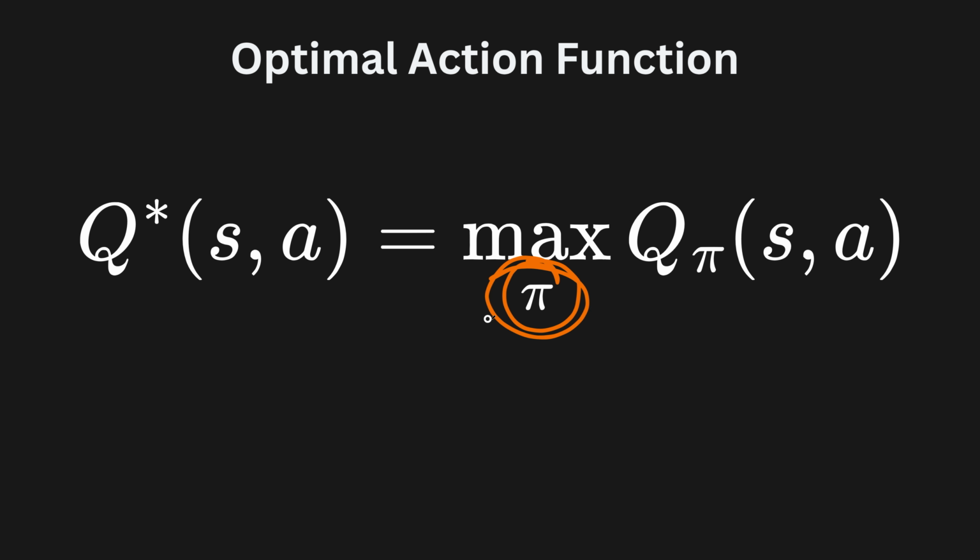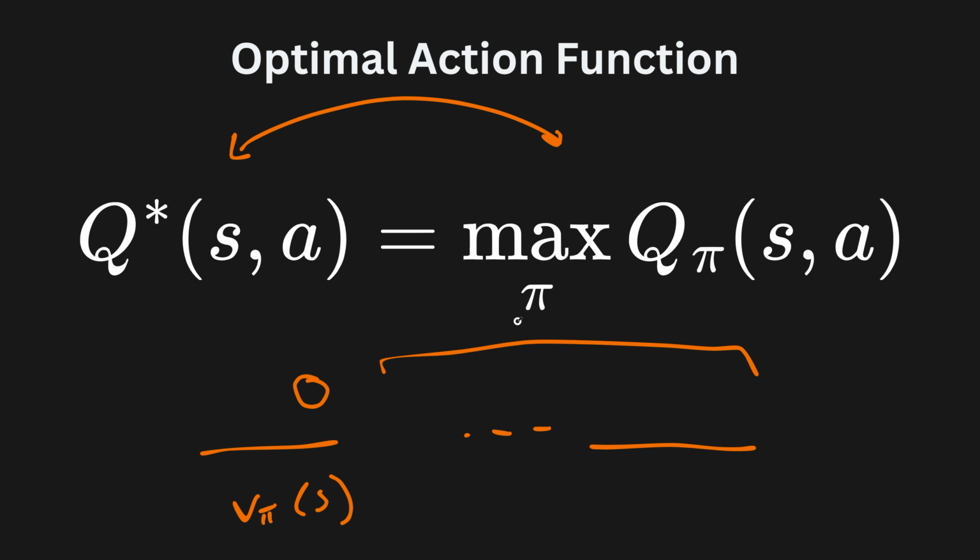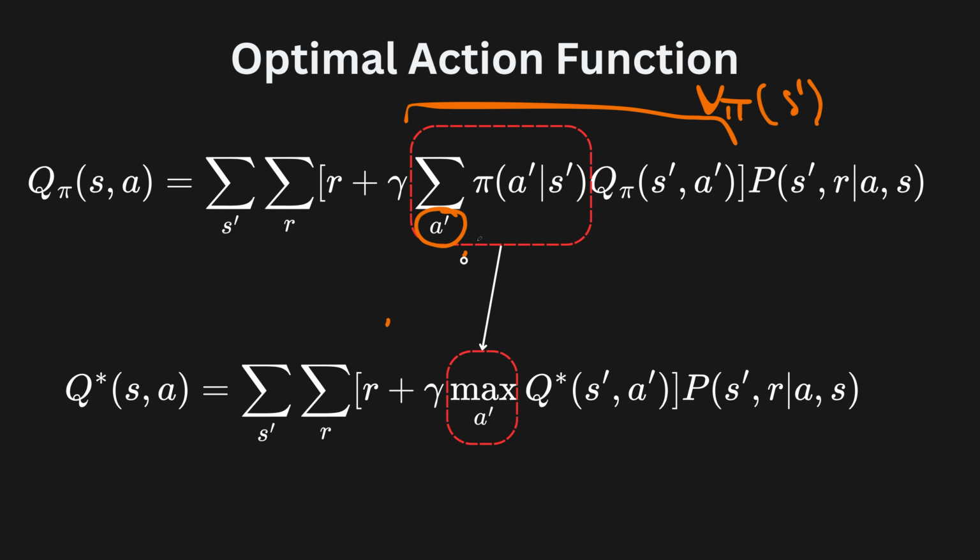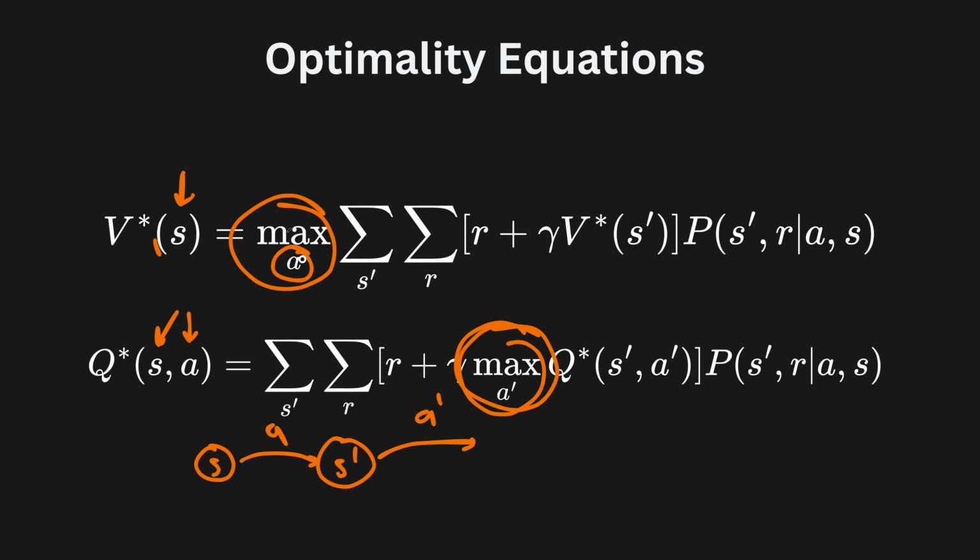We don't need to max over this pi, because maxing over this pi, or our policies, or all possible policies is intractable, right? It's not a feasible thing to solve. And so by removing it, getting rid of it from our Bellman equation, essentially, we arrive at our Bellman optimality equations.